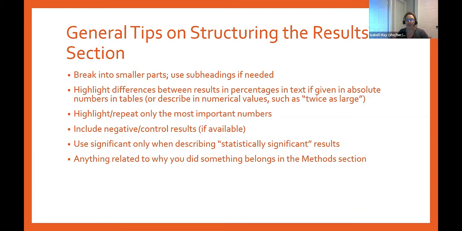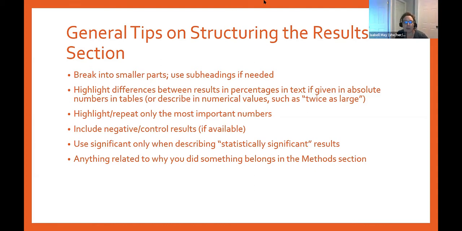Any justification for why you did something, why you used certain methods, belongs in the methods section, not results. Sometimes these things slip up because somehow the differentiation between methods and results isn't always the most natural. It's just the way that we do it. So think about that.